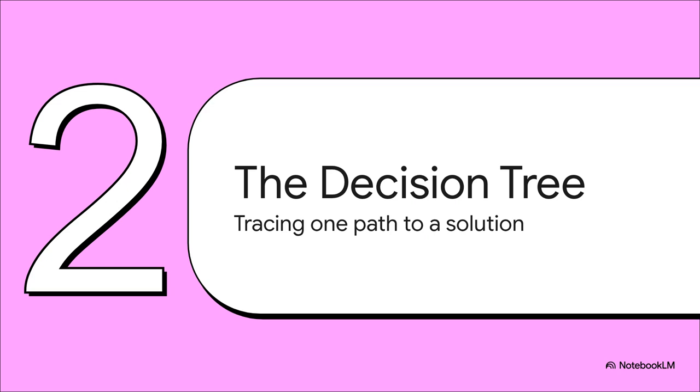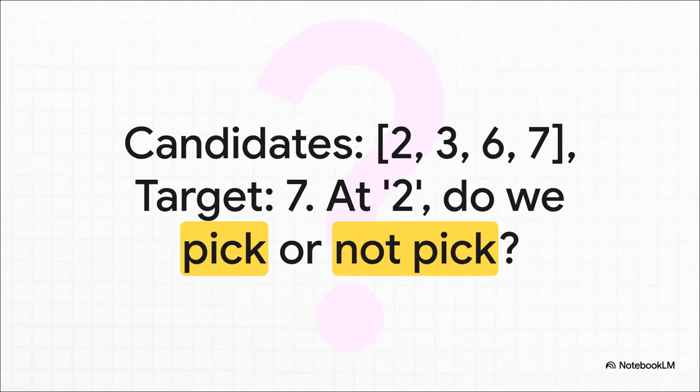Okay, theory is one thing, but seeing it in action is so much better. Let's actually walk through the exact steps our little process would take to find that first solution we talked about, the combination of 2, 2, 3. All right, here we are, right at the beginning. We've got our list of candidates. Our target is 7, and the very first number we're looking at is the 2. So, we have our choice to make. Do we pick it, or do we not pick it?